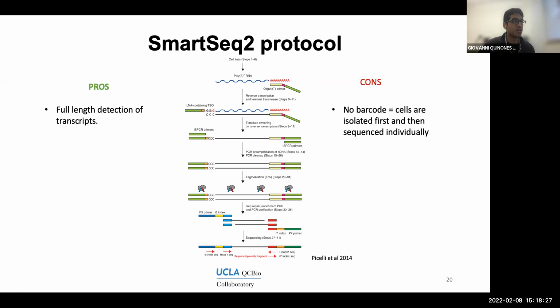And the cons of this method, of course, is that the protocol does not include a barcode. And the reason for this is because this method is not super efficient because the cells are isolated. There could be different methods for doing this. Sometimes they just do a manual isolation. Sometimes they use FACS sorting. But then they're never really pulled together.